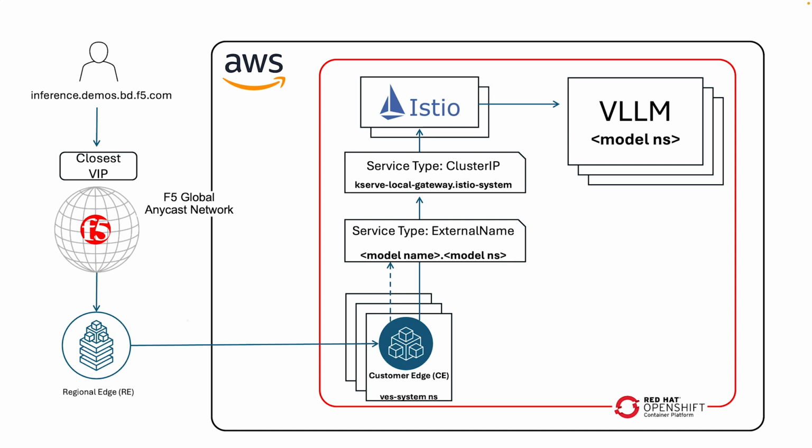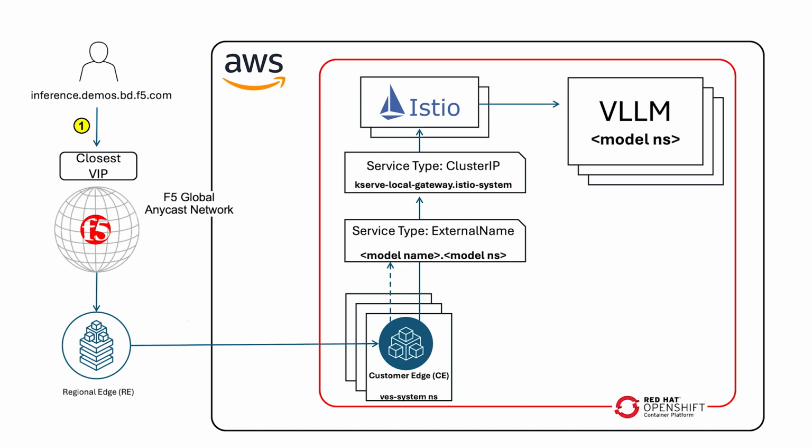In step number 1, a request is sent to the inference service VIP. In this example, this is inference.demos.bd.f5.com. Then, the DNS resolves this to an F5 Distributed Cloud anycast VIP address. By means of internet routing, the request reaches the VIP in the closest point of presence of F5 Distributed Cloud.